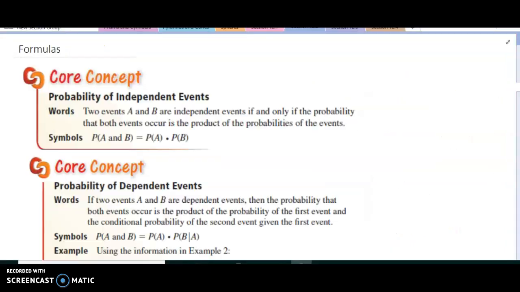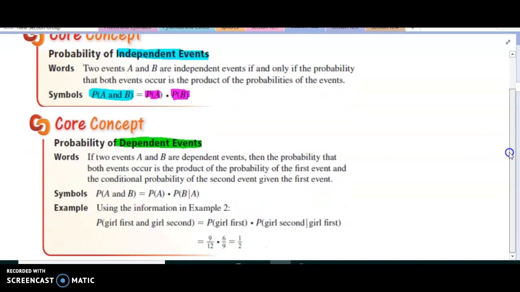All right, so we have some formulas now that we're going to use to find the probability of dependent and independent events. The probability of A and B when they are independent events is just the probability of A times the probability of B. So the probability of A and B is equal to the probability of A times the probability of B. That's for independent events.